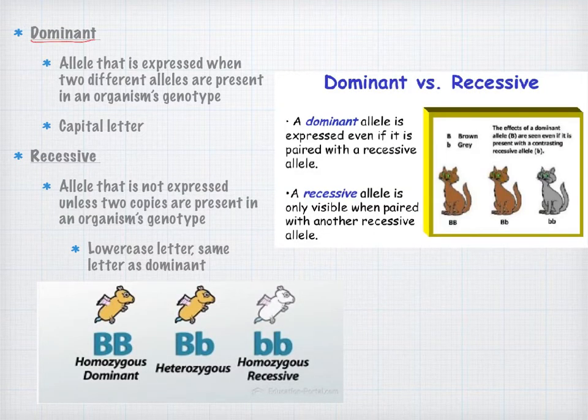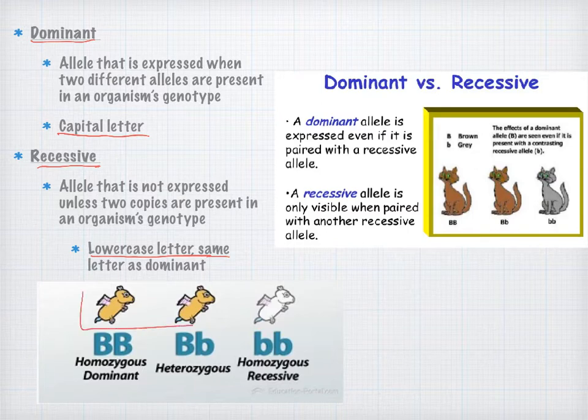A dominant allele is an allele that's always expressed, even when there's two different alleles in the organism's genotype. So you could have one dominant, one recessive allele. It would still show the dominant phenotype or the dominant trait. Dominant alleles are always expressed with a capital letter. Recessive alleles are alleles that are not expressed unless two copies of this recessive allele are present in the organism's genotype. Recessive alleles are given a lowercase letter, the same letter as the dominant version of that same trait.